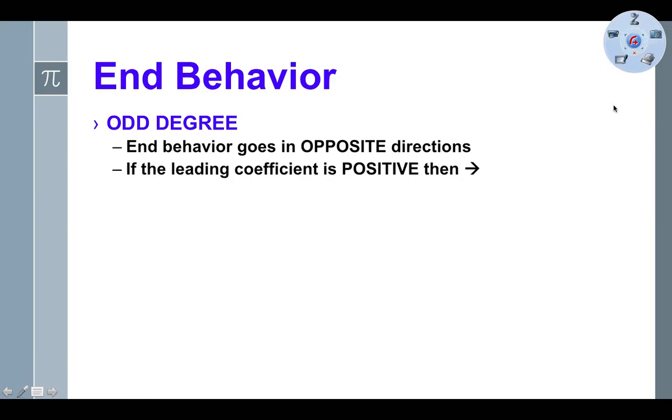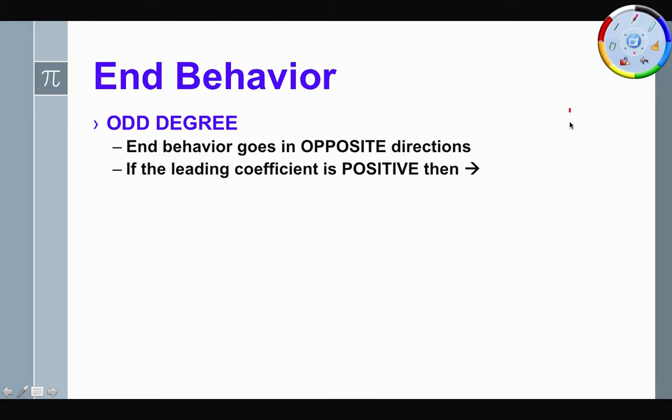And if we were to look at a positive leading coefficient, positive leading coefficients do this. They go down on the left and they go up on the right. And we should again know that from a positive linear function. Positive linear functions go up from left to right.